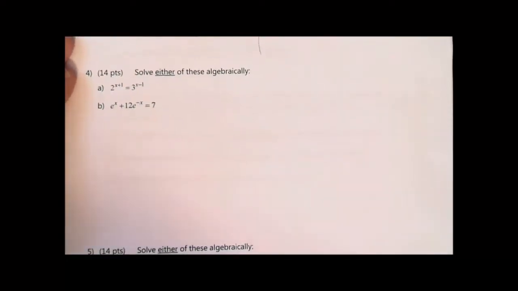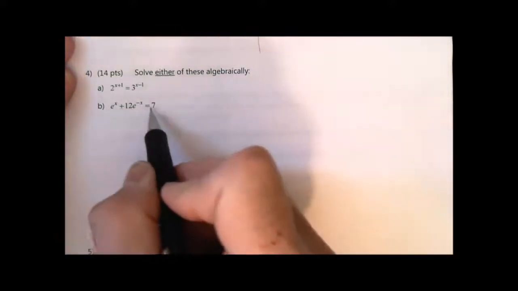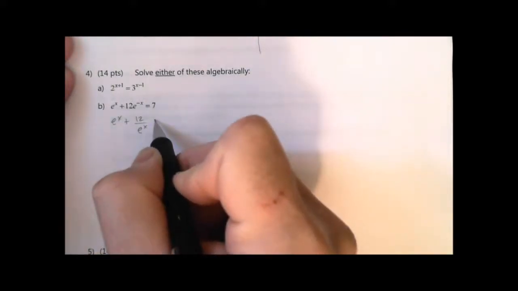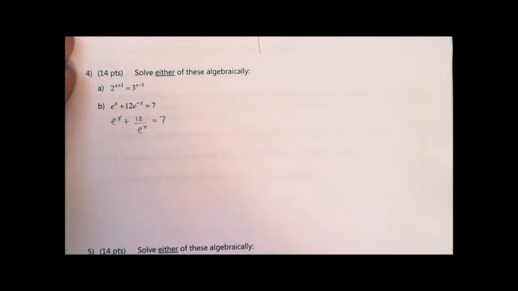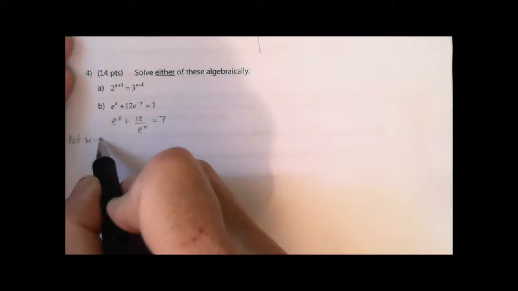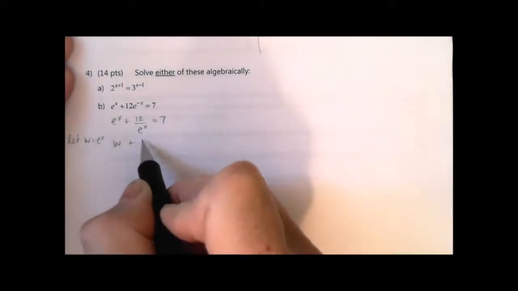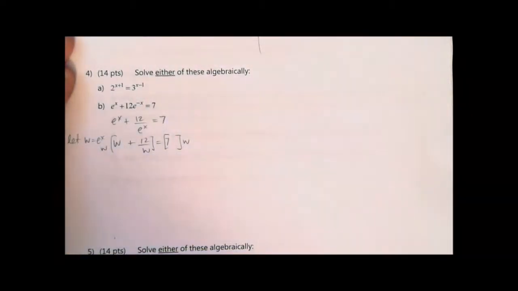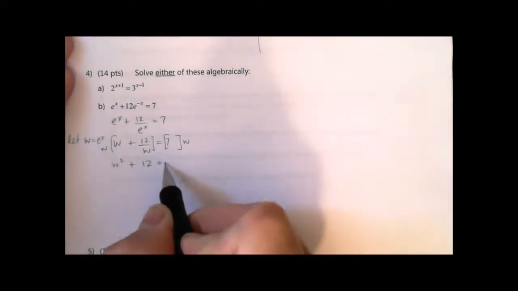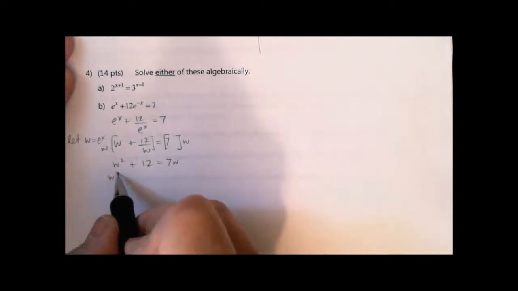Now these next ones, again, there's a couple ways to do each one. I'll start with this one first, and we've seen a few like this. The first observation is that this is e to the x plus 12 over e to the x equals 7. And I'm going to let w equal e to the x because I can see it repeated a number of times here. And to solve this equation, I'm going to multiply the left and the right sides by w. That is the effect of w squared plus 12 equals 7w, or in standard form.